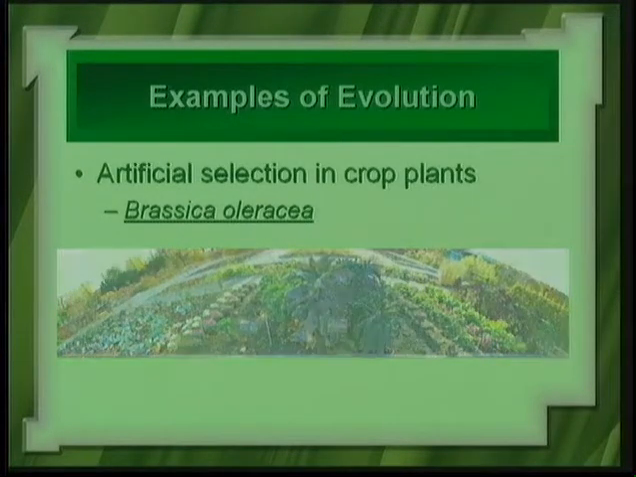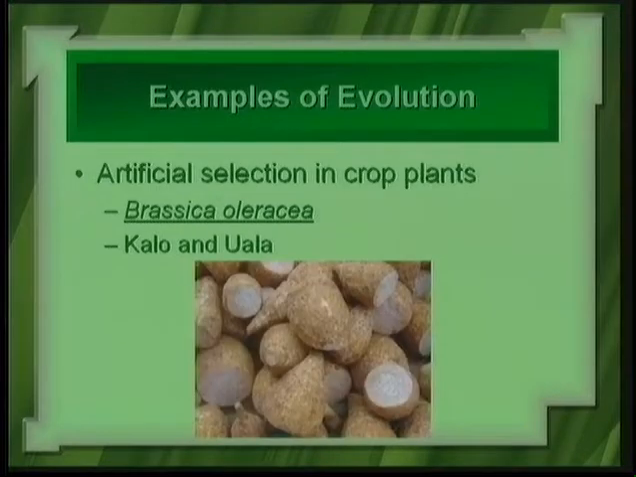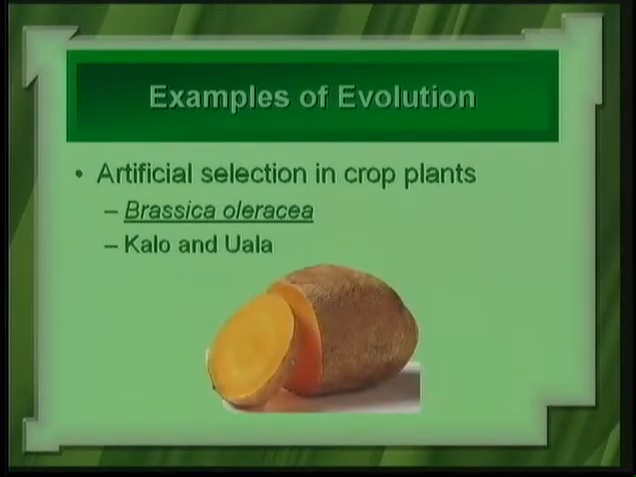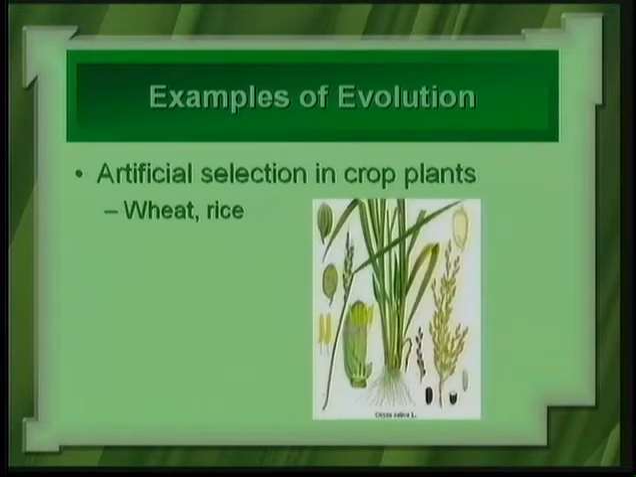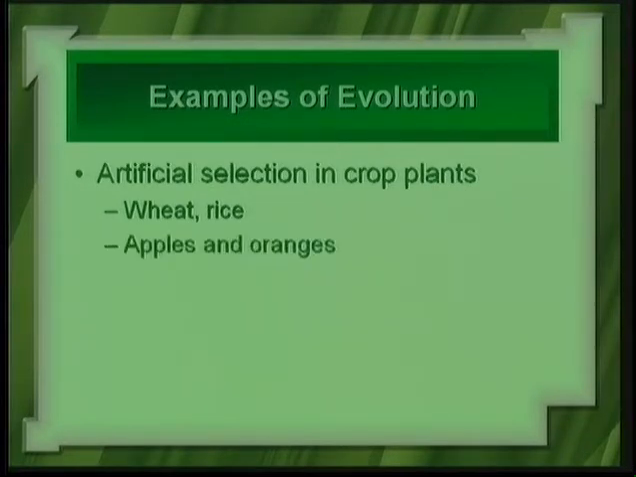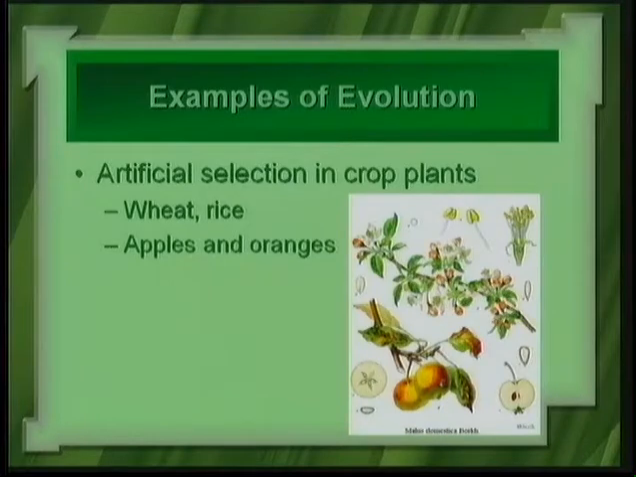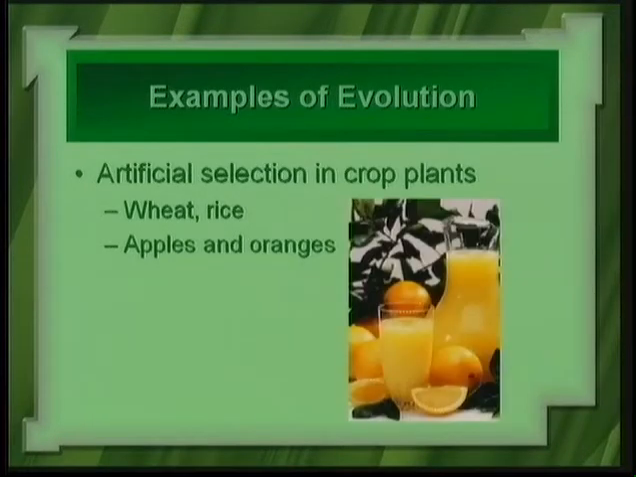Okay, in plants we also have kalo. Here's some kalo corms, and also uala. This is the uala tuber, the root tuber. They are also the result of human selection, artificial selection in plants that people use for crops. Wheat, of course. Rice, we talked about before also. And apples and oranges, which we also talked about before. Apples and oranges, good stuff, very helpful for you.